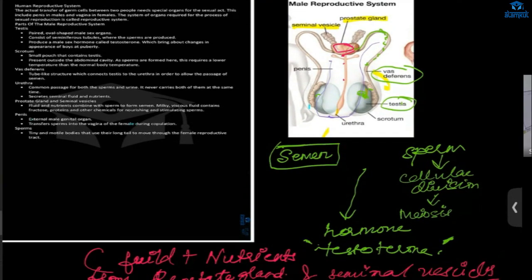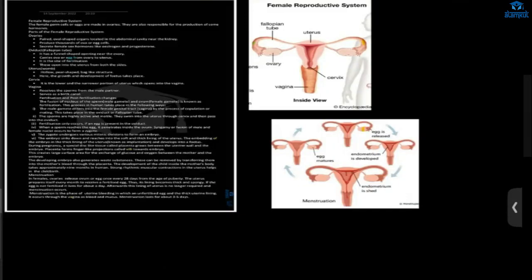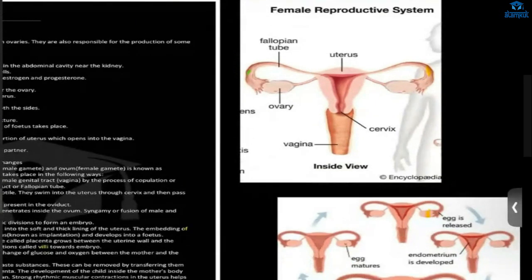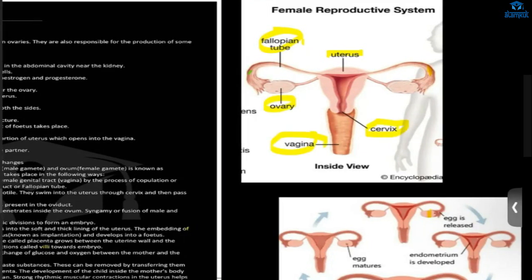Got it? Yes, ma'am. Next, we have the female reproductive system. What are the parts here? We have the uterus, fallopian tube, ovary, cervix, and vagina. First is the ovary. Inside the ovary, the egg, that is ova, is produced.